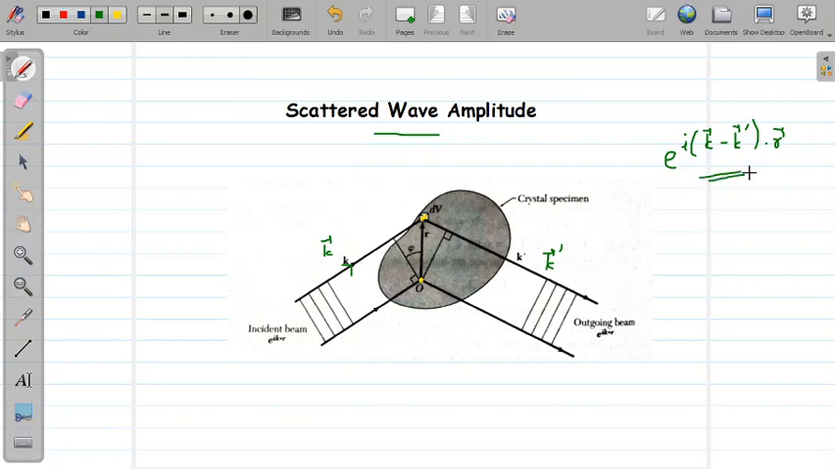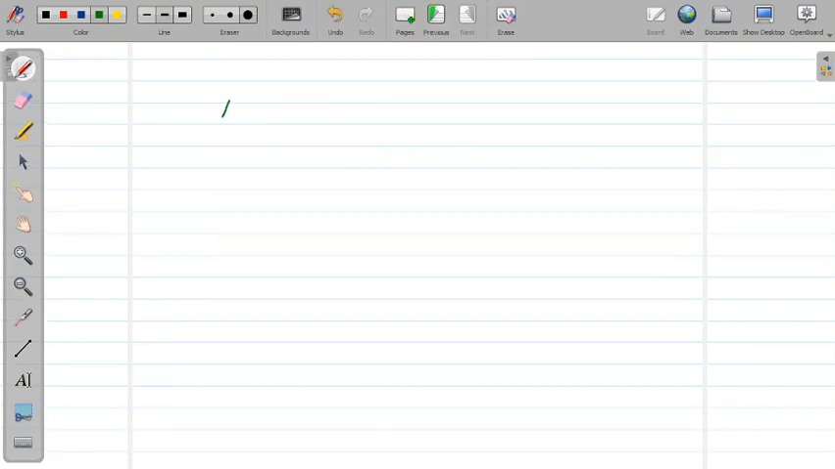Now in order to define the amplitude of the wave scattered from the specimen, we assume that the amplitude of the wave scattered is proportional to the concentration of local electrons, n of r bar. So if the concentration is more, then the amplitude of the scattered wave will also be more.